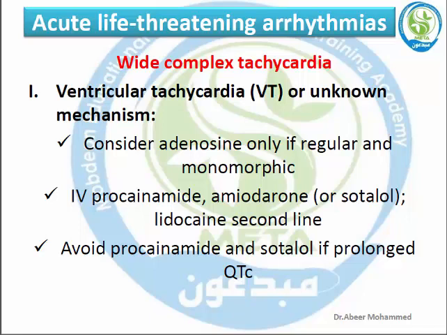In case of tachycardia with unknown mechanism, we should consider adenosine first, if it is regular or monomorphic, that means the QRS complex is the same. If adenosine doesn't reverse the patient to sinus rhythm, we may use procainamide, which is a class 1 antiarrhythmic, or amiodarone, or sotalol. Lidocaine is the second line. We should avoid procainamide and sotalol if they may cause QT prolongation.